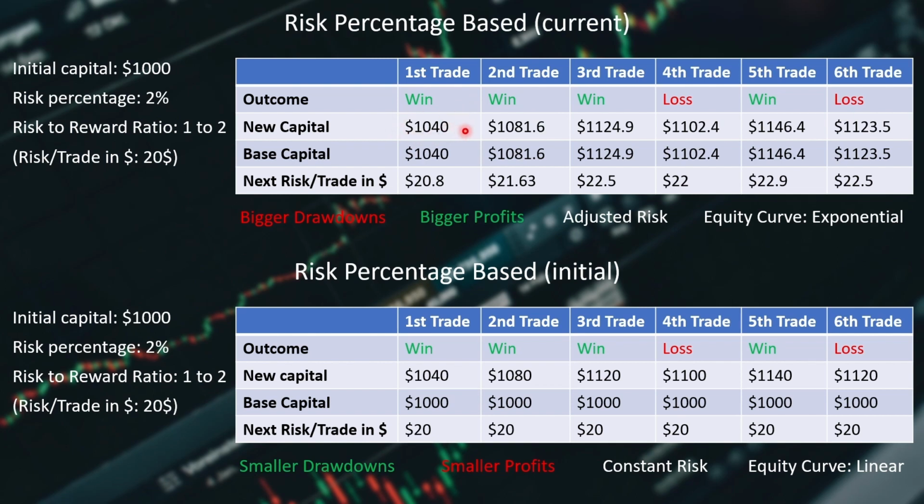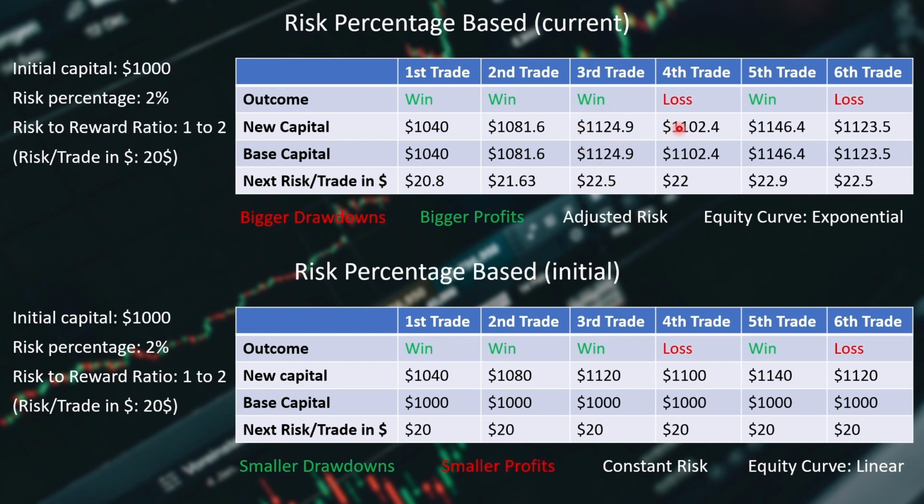As this option uses the current account balance, the risk per trade will grow after a win and decrease after a loss. As you can see, the new risk per trade for the next trade is now $20.8. After the second winning trade, the account balance grows to $1,081.6. And the new risk per trade is now $21.63. Moving on, the next trade is a winner also, the account balance grows, the risk per trade also grows.